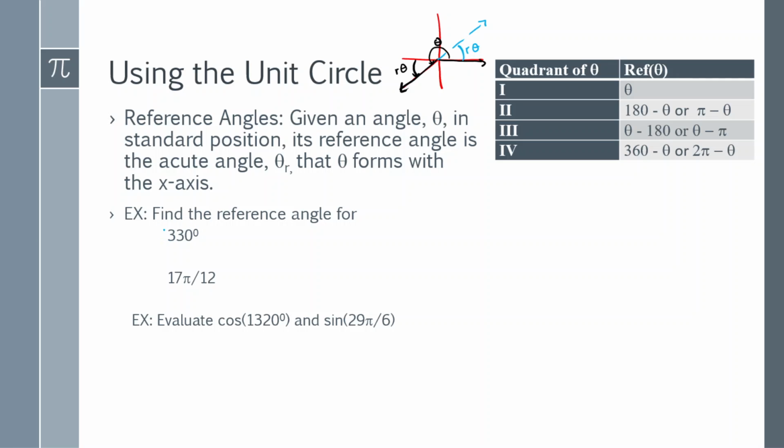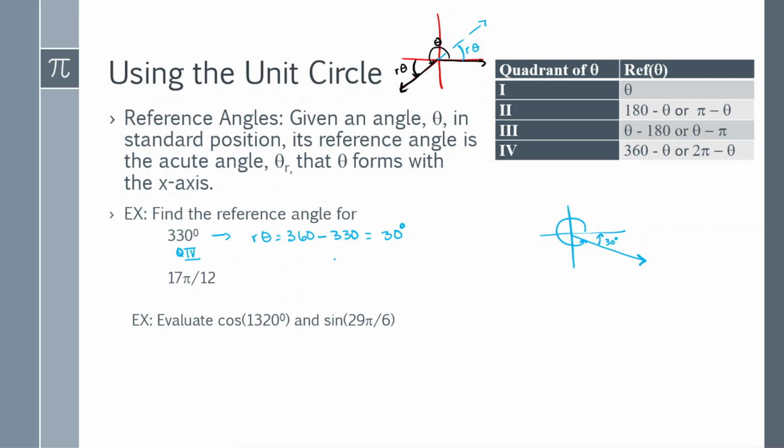So if this is in quadrant 4, basically what I'm going to do is my reference angle is going to be 360 degrees minus that angle. Okay? So in this particular instance, 330 degrees came over here. Okay, and so my reference angle is this amount right here of what's left.